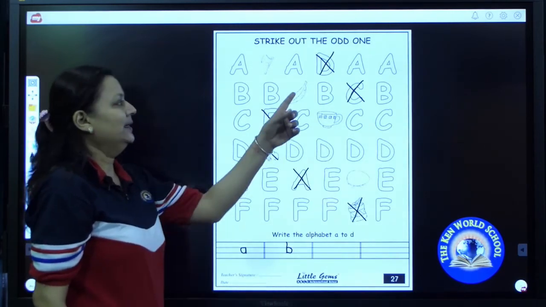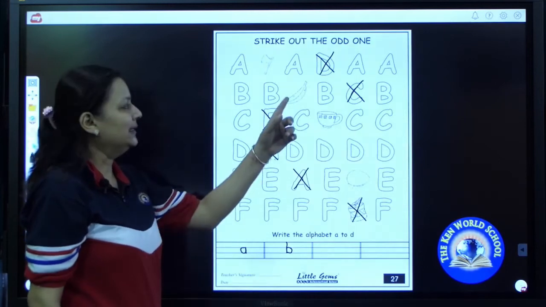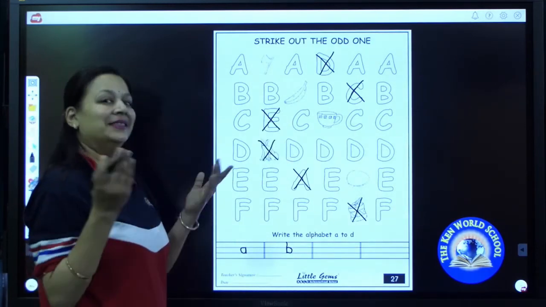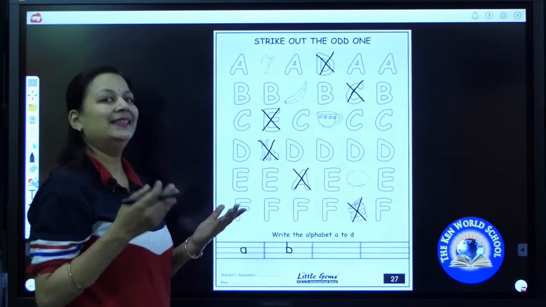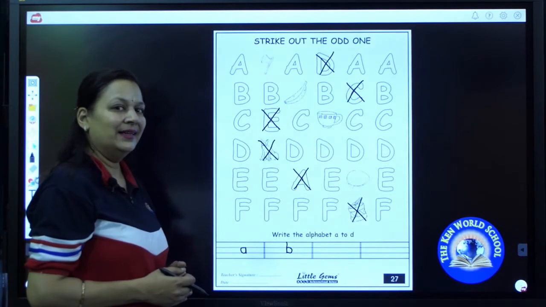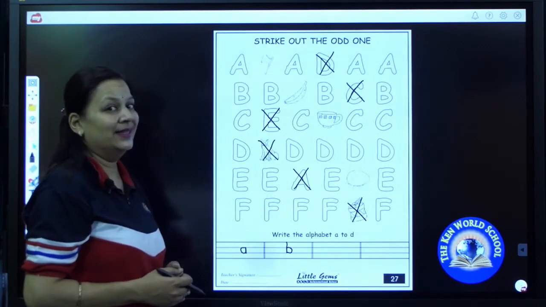B as in banana. It's your chance. Write it properly. Write it neatly. Done? Now what comes after B?